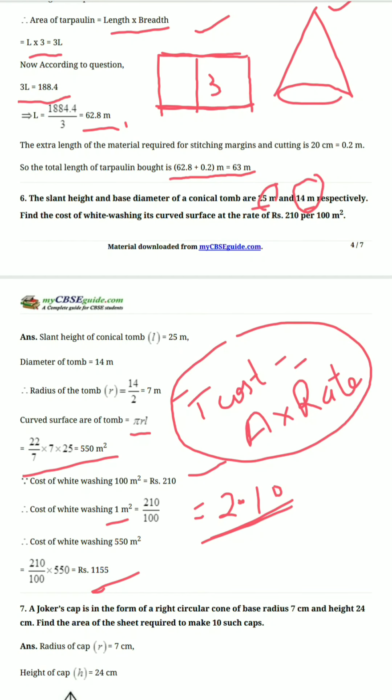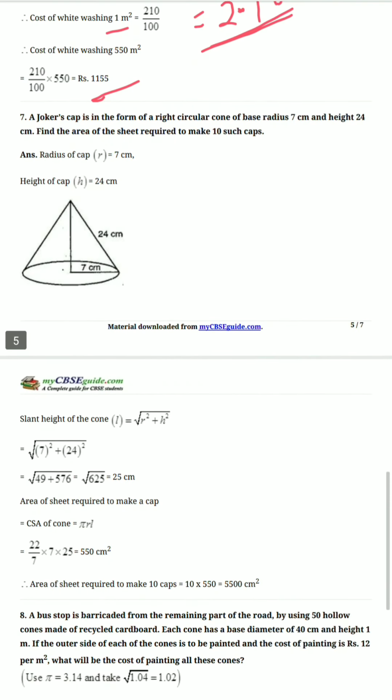Now 7th question. The question is, a joker's cap in the form of a right circular cone of base radius 7 cm, height 24 cm. Find the area of sheet required to make 10 such caps. Here we have a conical cap, as you can see in the figure. The cap which will be made will be open from the bottom, meaning the circular part will be open.